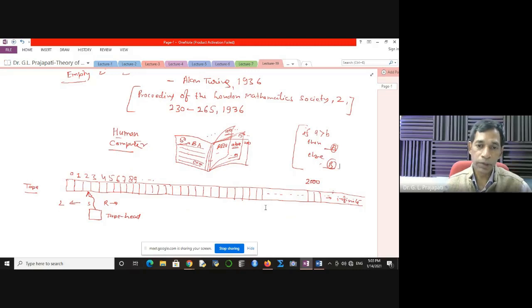Although in the next class we will see that there are a lot of variations of this Turing machine, and the intuition behind the variations is only to simulate the human computer. We need to simulate the human computer by going through the variations. So somebody may think that instead of having only one tape, we can use multiple tapes, more than one tape.